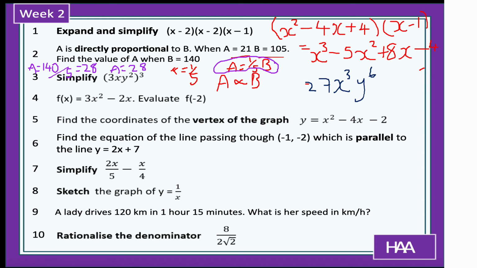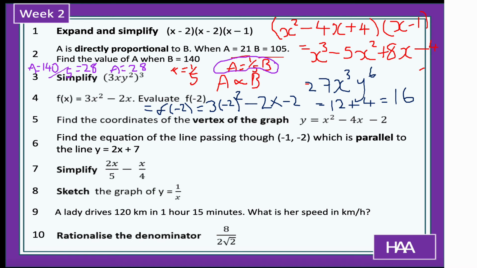This is question number 4. f of x is equal to 3x squared minus 2x. Evaluate f of minus 2. So subbing in minus 2 into here, I'm going to get 3 lots of minus 2 squared. Minus 2 times minus 2. Minus 2 squared is 4. 4 times 3 is 12. I've got 12 there. Minus 2 times minus 2 is plus 4. So my answer is going to be 16. So this is substituting in numbers into a function. Yeah, so this comes under the topic of functions.